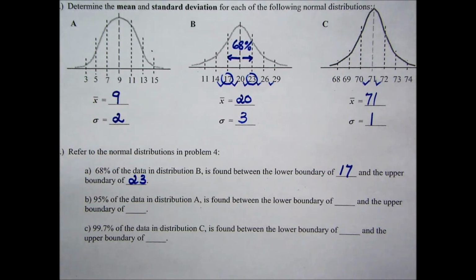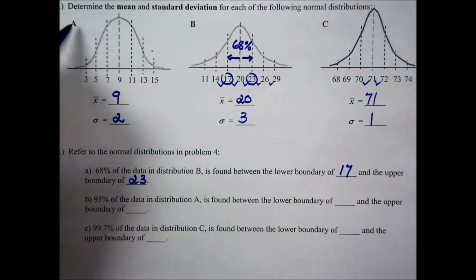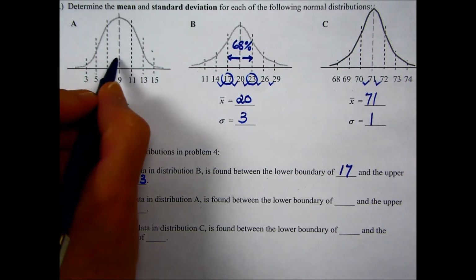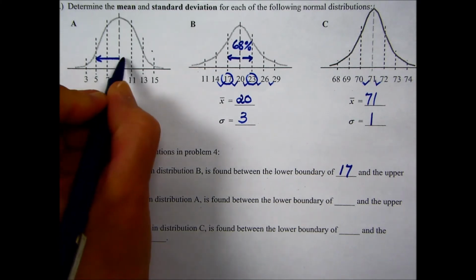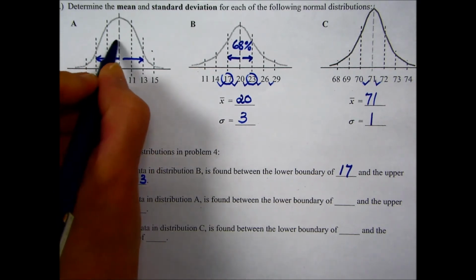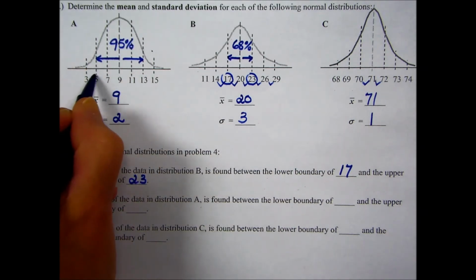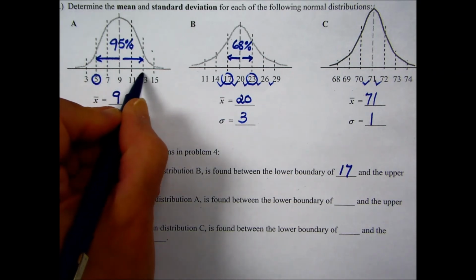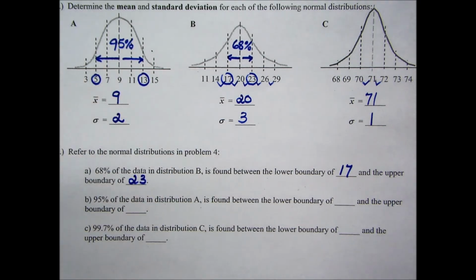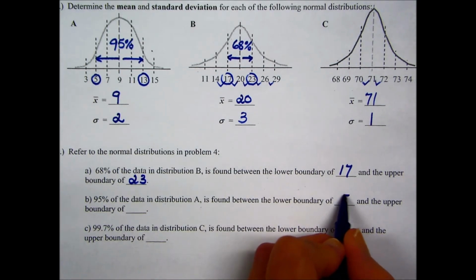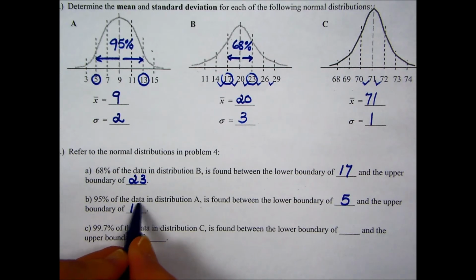B states 95% of the data in distribution A is found between the lower boundary and the upper boundary of what? So here we're in graph A. 95% is always 2 standard deviations above and below. So 95% of whatever this is going to fall between a low of 5 and a high of 13. Given it's normally distributed. So to answer that, we'll have a lower boundary of 5 and an upper boundary of 13.